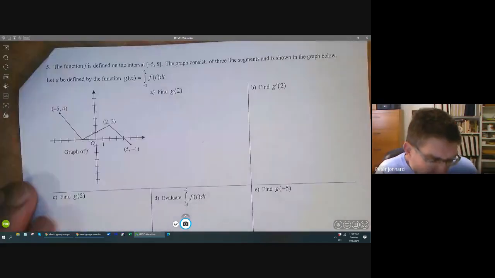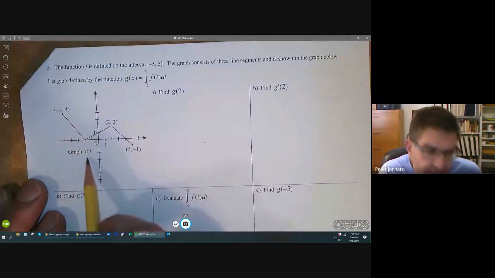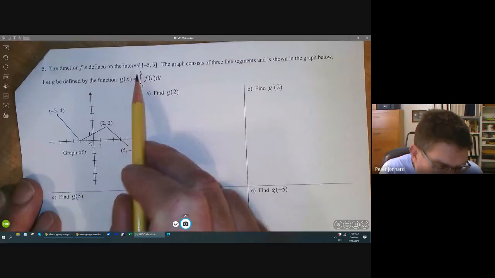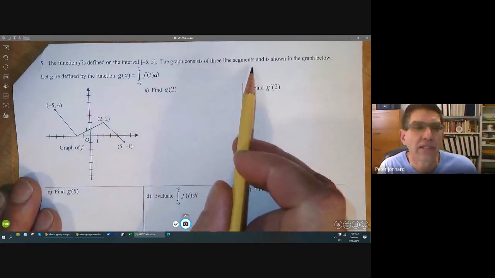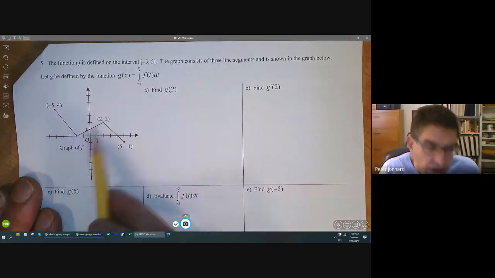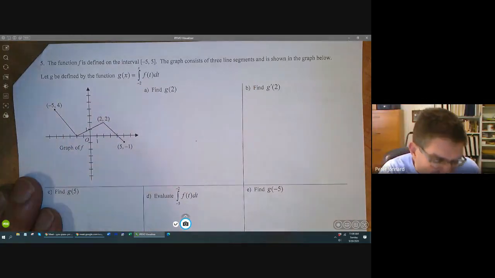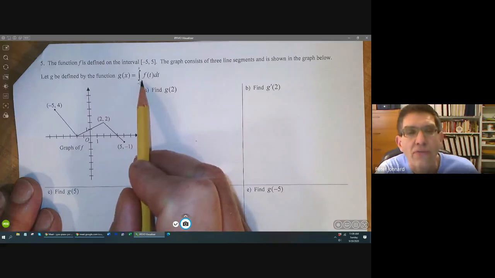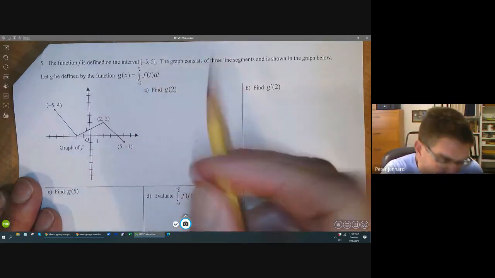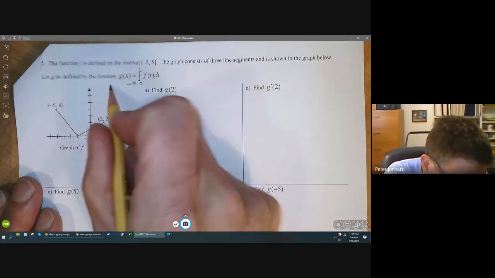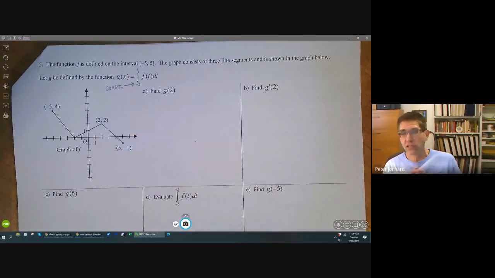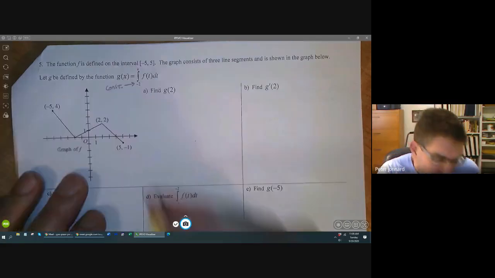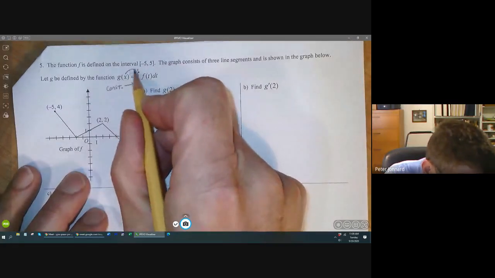Okay. The function f is defined on the closed interval from -5 to 5, and it says here, graph of f. The graph consists of 3 line segments and is shown below. So here are our 3 line segments, and we define g as the integral of this function where we start integrating at -2. What's really important in this problem is that this lower bound is a constant. Later on in this course, in a few days, that won't be true anymore, and it's going to make things a little different. Something else to notice is that these match.